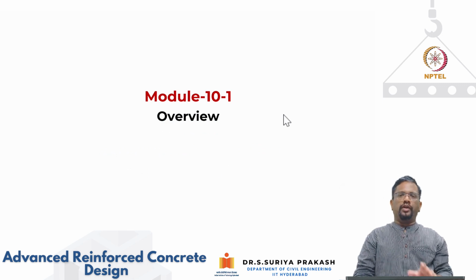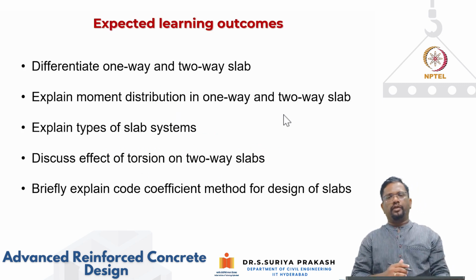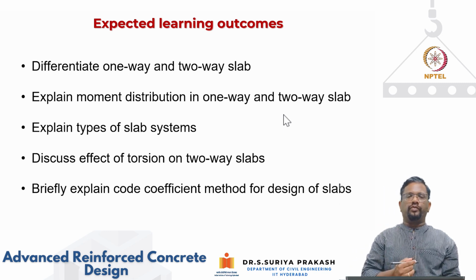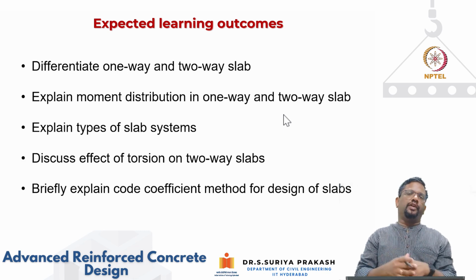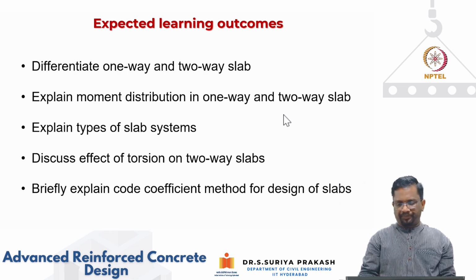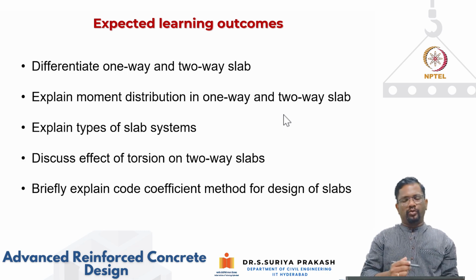So in this module, we will talk about the overview and the expected learning outcomes after the student has gone through this video. The student should be able to differentiate one-way and two-way slab, explain the moment distribution in one-way and two-way slab, and explain the different types of slab systems that we are going to see. There is also going to be the effect of torsion, especially for a slab supported on four sides, and if the corners are prevented from lifting up, then we need to put some additional reinforcement to take care of the torsion. And we'll briefly explain what a code coefficient method is for the design of slabs.